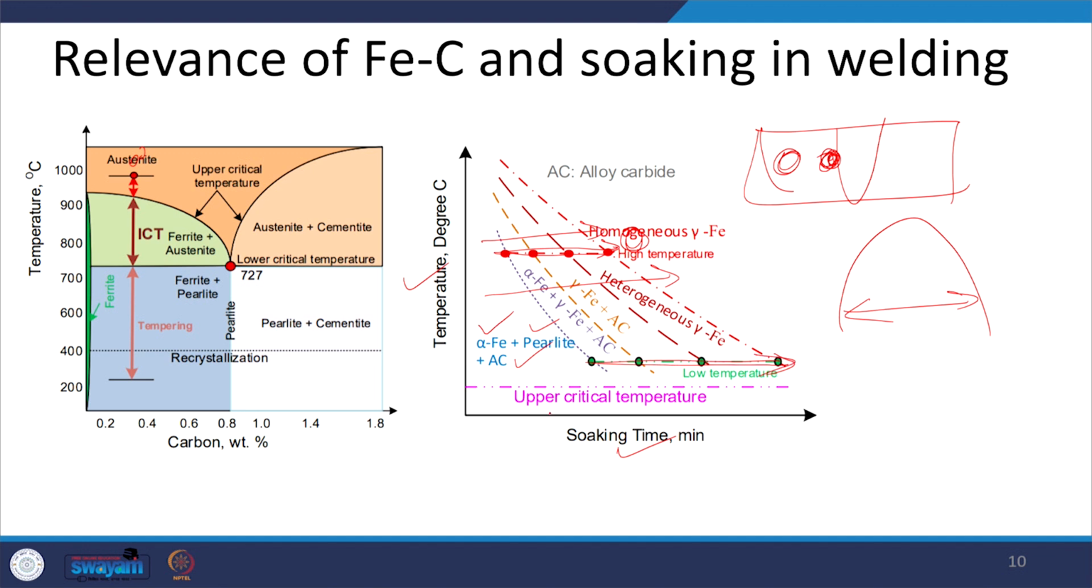So, it is possible they will reach either a heterogeneous austenitic state, or austenite with ferrite and alloy carbides, or alpha ferrite plus austenite plus alloy carbide. So, it can reach just the intermediate stages. The complete homogeneous austenitic state will not be achieved if the soaking time is short. This is what typically happens in the case of welding.